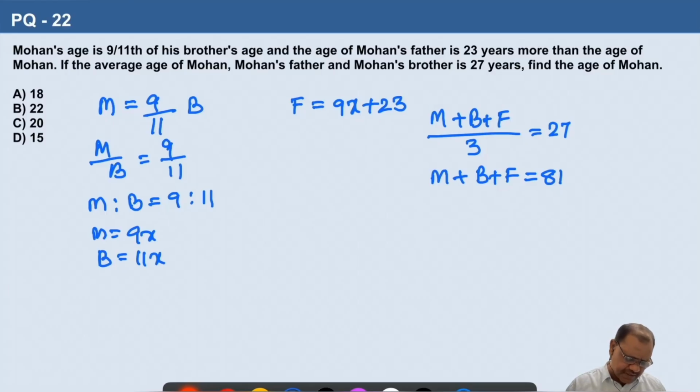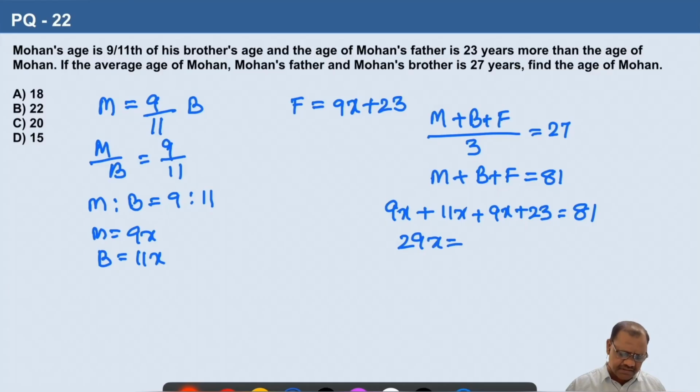Mohan is 9x. Brother is 11x. Father is 9x plus 23, which is equal to 81. So let us find out the value of x. 9 plus 11, 20. 20 plus 9, 29x is equal to 81 minus 23.